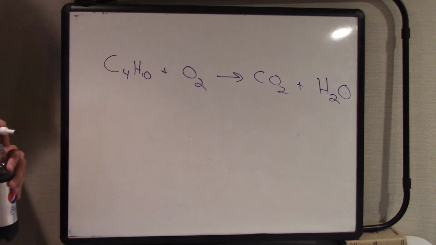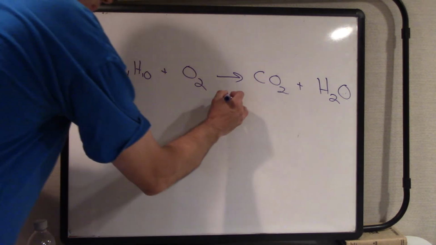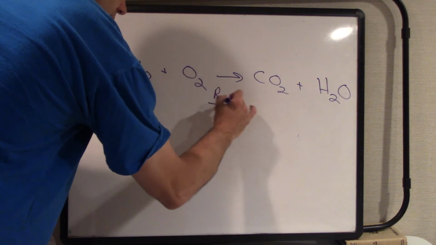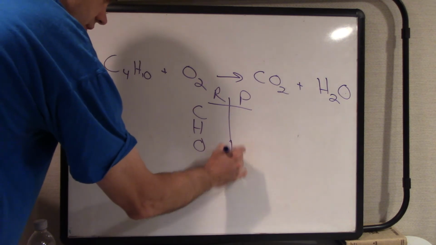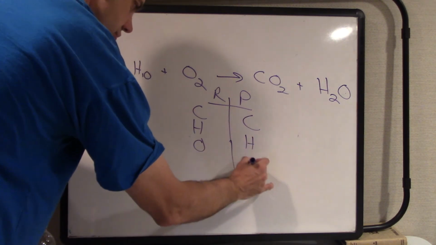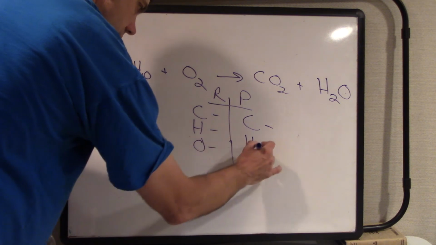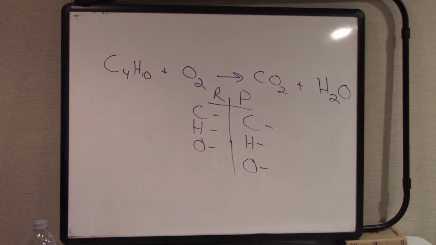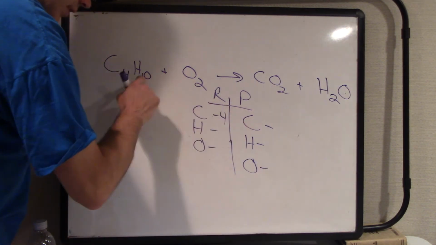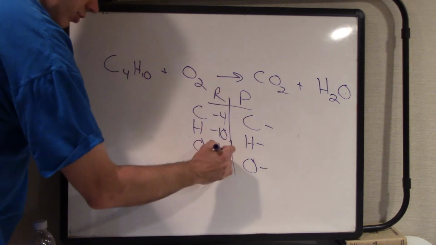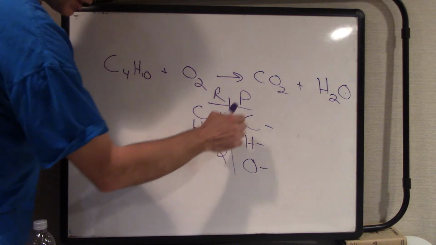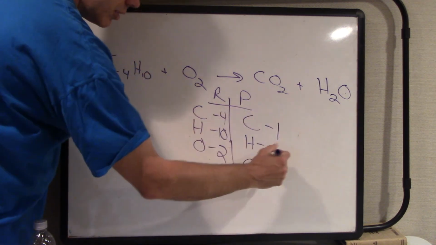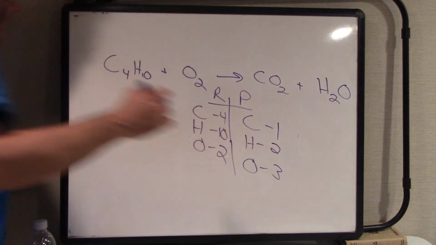We're just going to make a tally sheet. So if I make my tally sheet, reactants and products, here I have again carbon, hydrogen, oxygen, carbon, hydrogen, oxygen. And make a really quick tally to see where we're at. Well, 4 carbons, 10 hydrogen, 2 oxygen on the reactant side. On the product side, I'm looking at 1 carbon, 2 hydrogen, 3 oxygen.